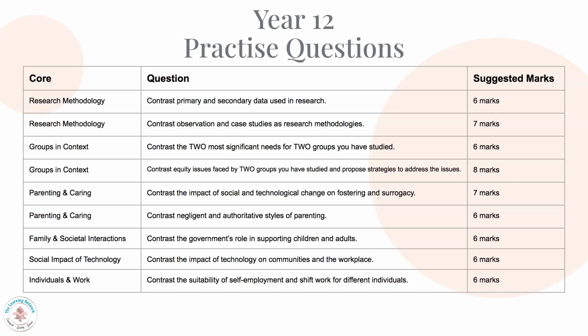Here are a whole heap of other Year 12 practice questions that we might get the students to be doing. You'll see the variety in these ones as well as the Year 11. We could have lots of specific content. We could also have a fair bit of broad understanding. So something broad might be something like contrast primary and secondary data used in research. Something that's a bit more specific might be more about contrasting the impact of social and technological change on fostering and surrogacy, two really explicit areas of the syllabus.